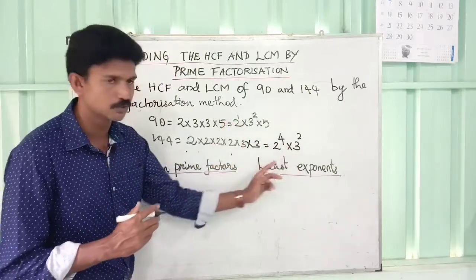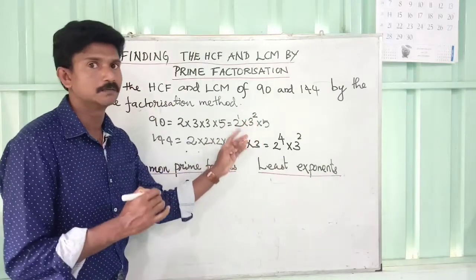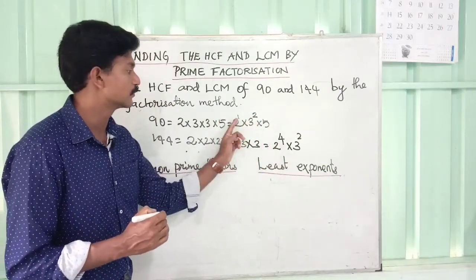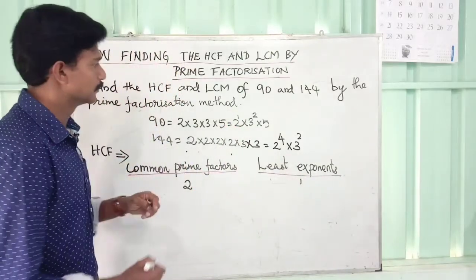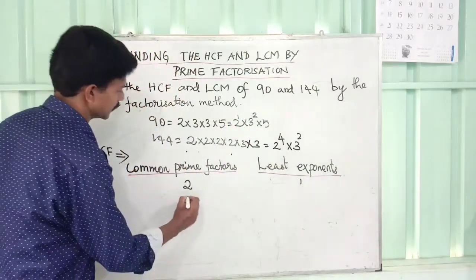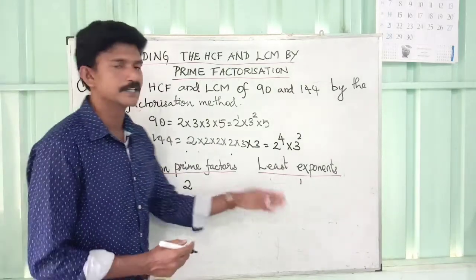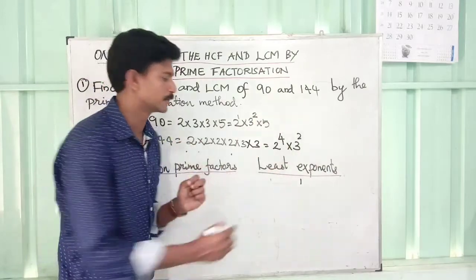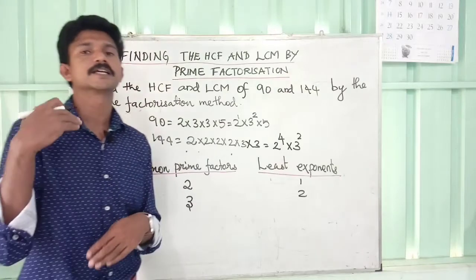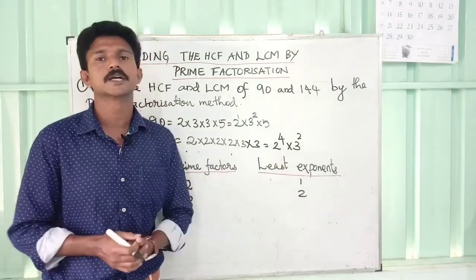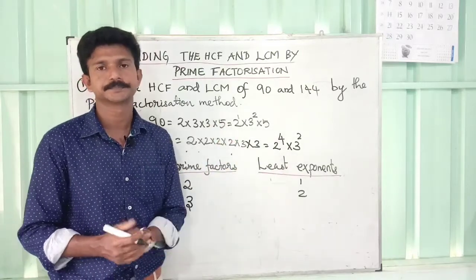First we are selecting 2. What is its least exponent? If you see 1 and 4, 1 is the least. The next common factor we are selecting is 3. What is the least exponent? Both have 2, so we select 2 because they are equal. If they differ we select the least, but here they are equal, so that common exponent is 2.